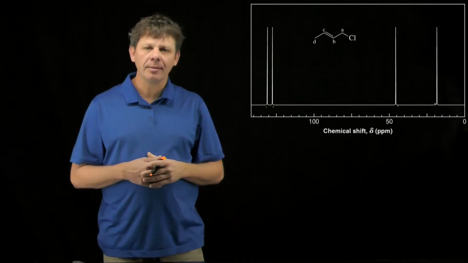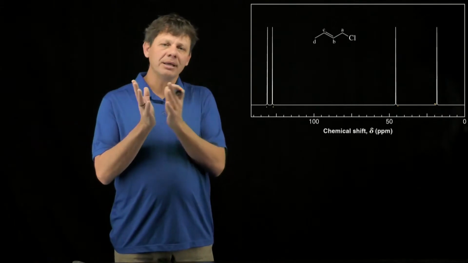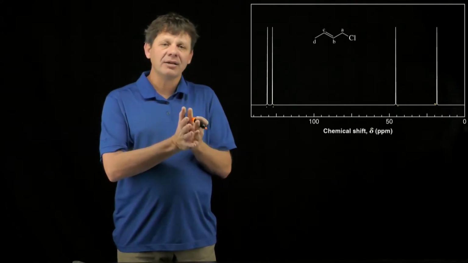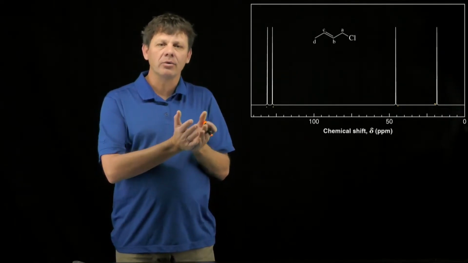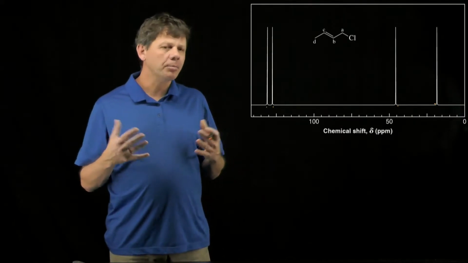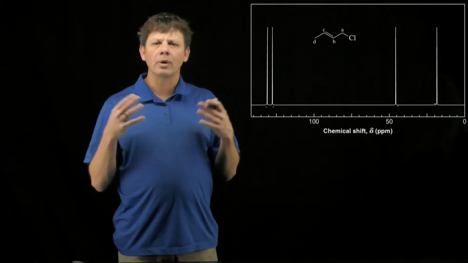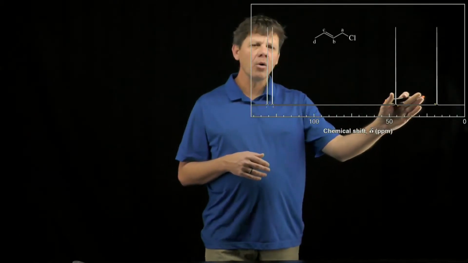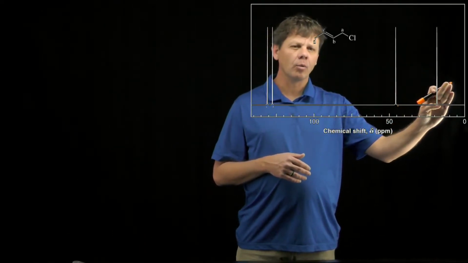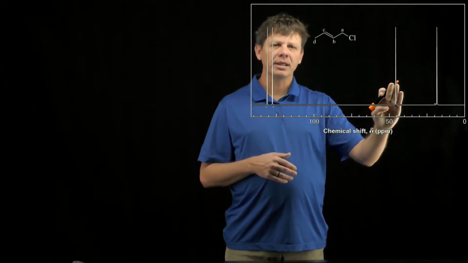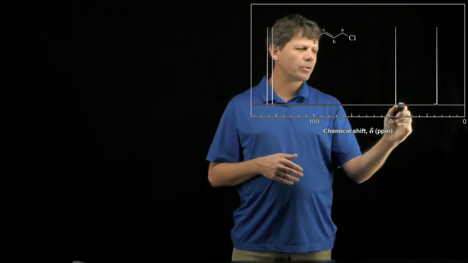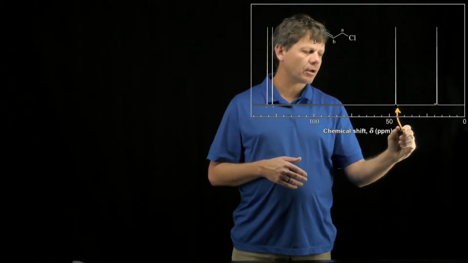It's an sp3 hybridized carbon. And so that being sp3 hybridized and attached directly to an electronegative atom like chlorine or oxygen or nitrogen is going to put it in the range of 50 to 100 or around there. So we know it's either going to be one of these two. This one here is closest to 50, so that's probably going to be carbon A.